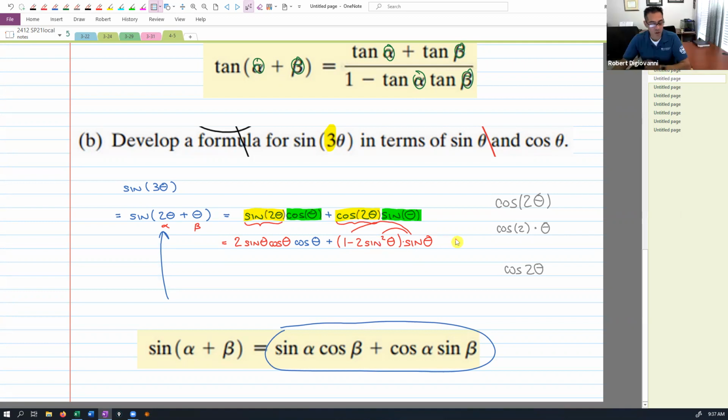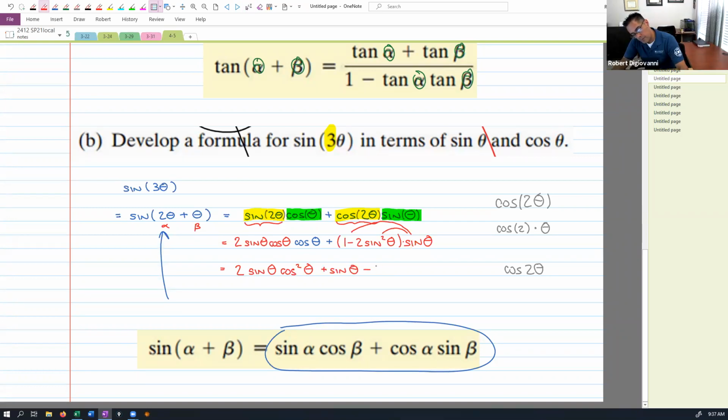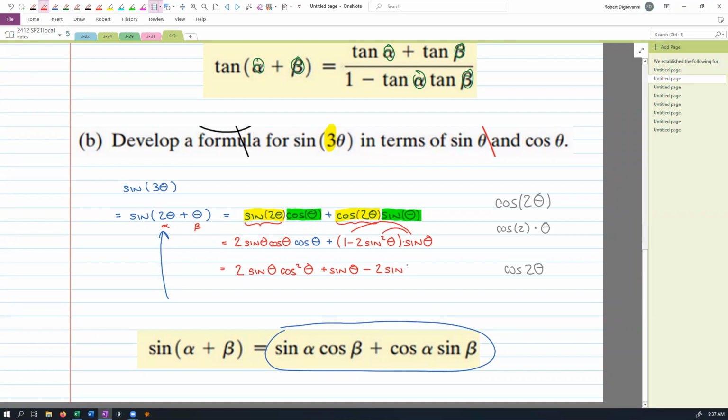All right, I'd say we're almost done. I'm just going to clean this up. This is going to become 2 sine theta cosine squared theta, because I'm doing cosine times cosine. And then Samuel, you're almost off the hook here. Distribute this through, Samuel. Tell me what you get. It will be plus sine theta and then minus 2 sine cubed theta. Good. There we go.